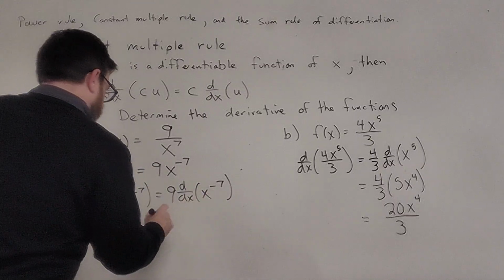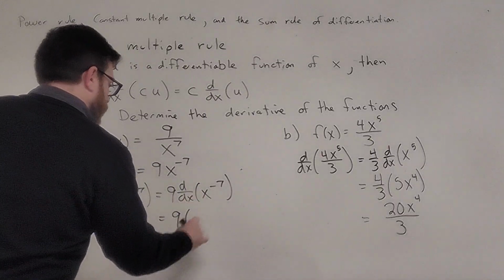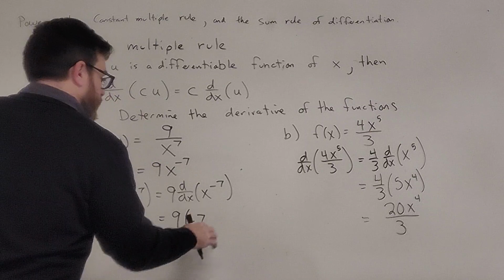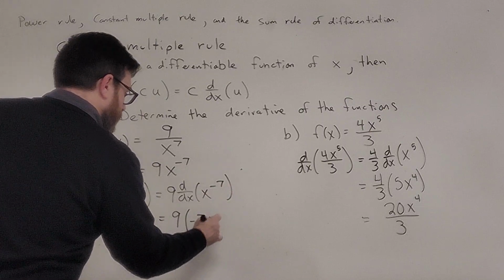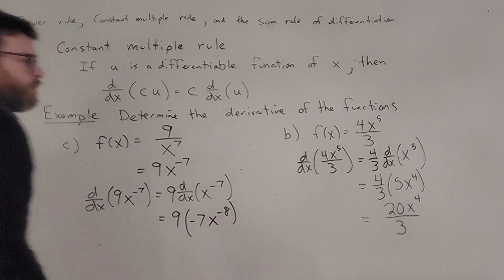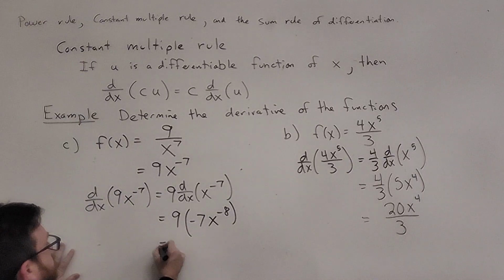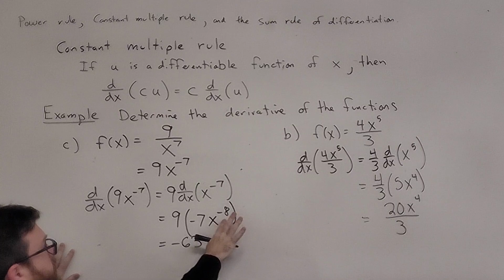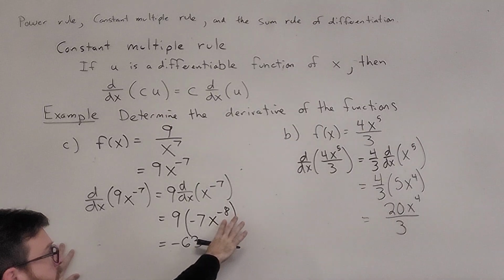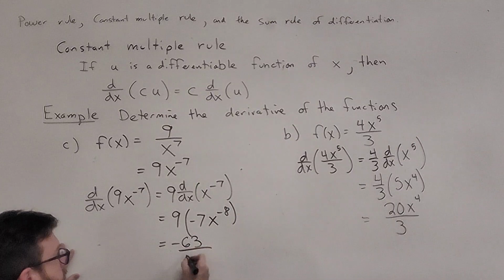Now this derivative is going to be 9 times, well, the negative 7 is going to go out front, and then we're going to drop the exponent by 1, so x to the minus 8. And then we can multiply last. So 9 times negative 7 is going to be negative 63. And this is going to be x to the negative 8. Now, that means I have an x to the 8th power on the bottom.